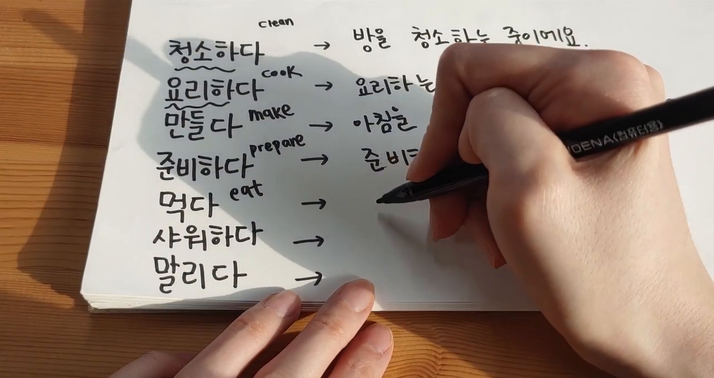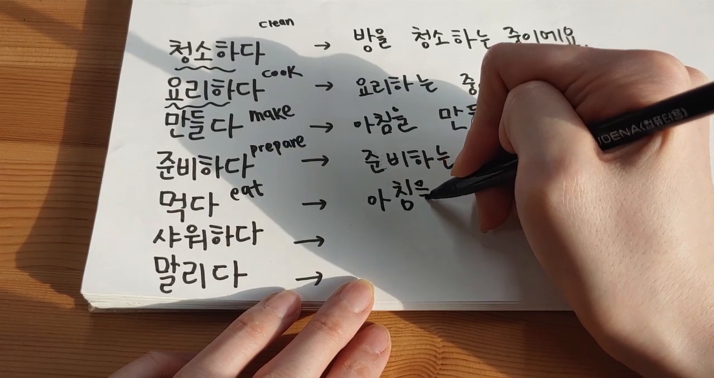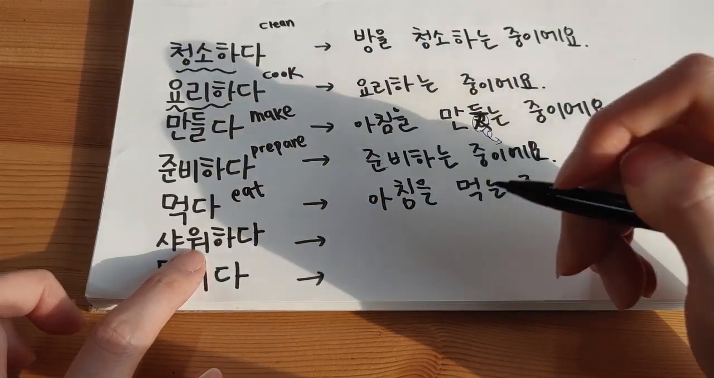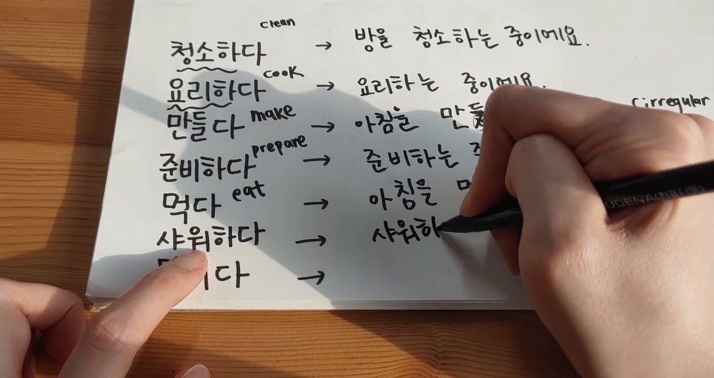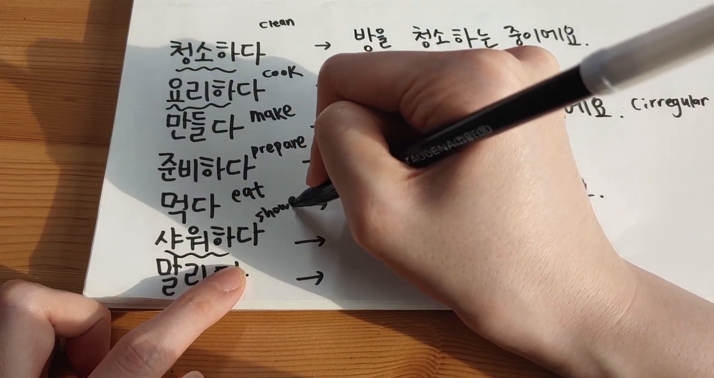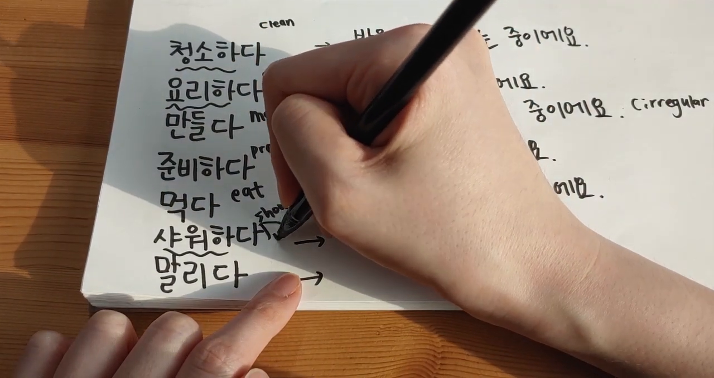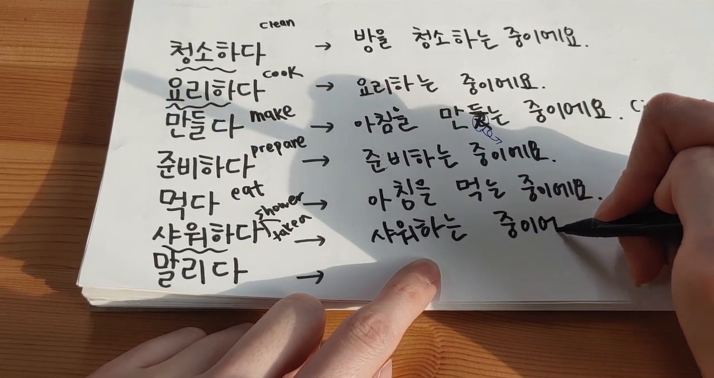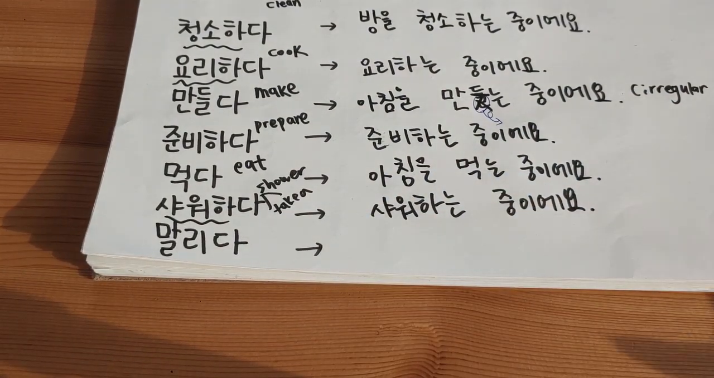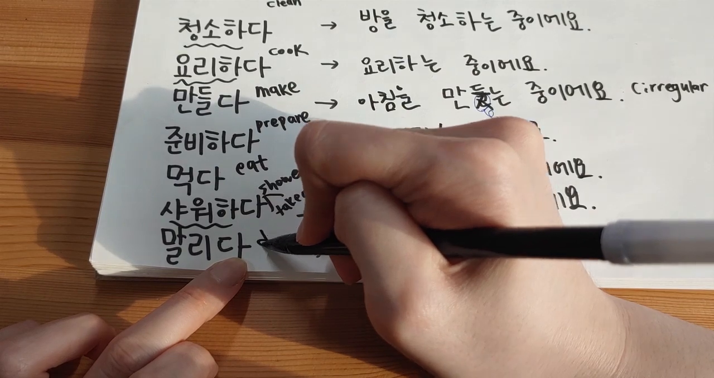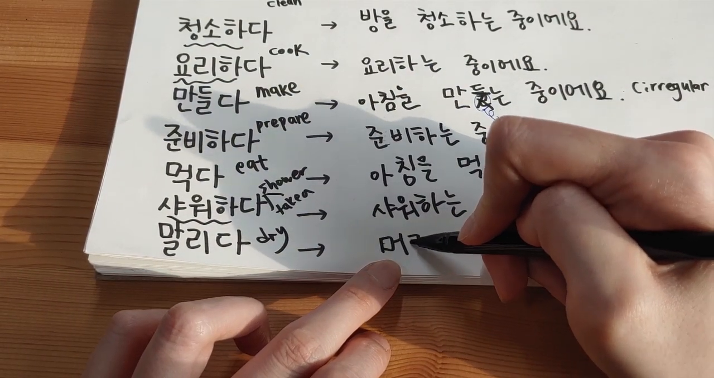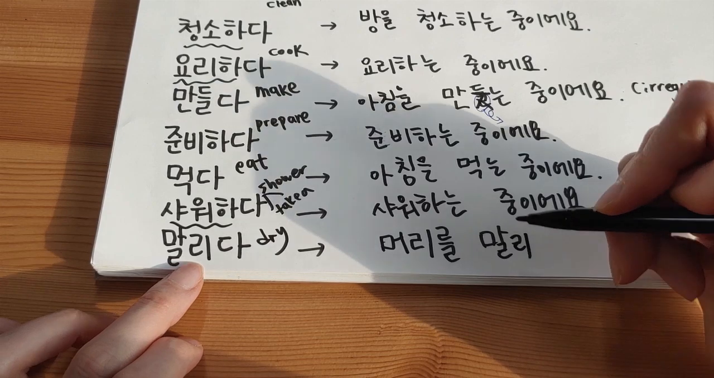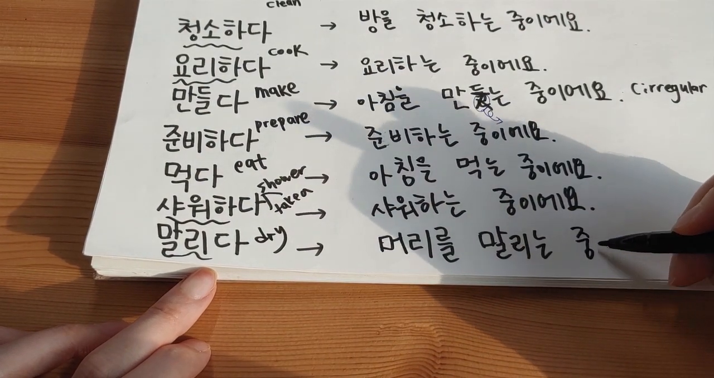How do you say I'm eating breakfast? 아침을 먹는 중이에요, right? 샤워하다 means to shower, to take a shower, right? 샤워하, let's say take a shower. 샤워하는 중이에요. And how do you say I'm drying my hair? So 말리다 is to dry. So when you say I'm drying my hair, you can say 머리를 말리, right? The stem 말리는 중이에요.